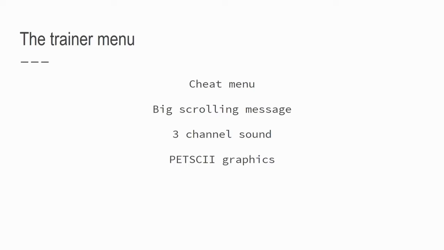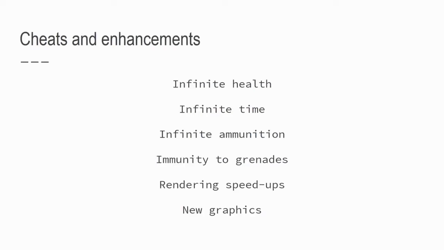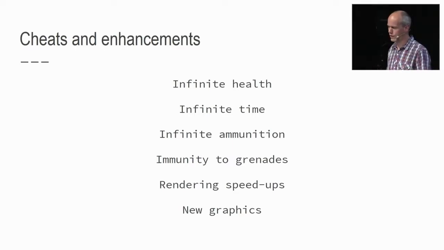Okay, so we'll get on to the individual cheats and enhancements. There are some obvious ones here: infinite health, infinite time, infinite ammunition, immunity to grenades. The most embarrassing way to die in the game was to blow yourself up with your own grenade. It was easy to do, so frustrating, so let's get rid of that. And then we have a couple of enhancements. We're going to do rendering speed-ups, and we're going to put some new graphics into the game as well. So we'll just go through these one by one.